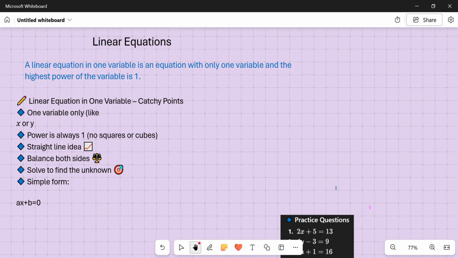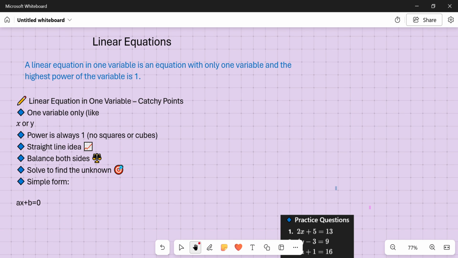So first of all, let's revise what a linear equation is. Basically, a linear equation is a one-variable equation. One variable means that in the equation there is only one type of variable. If it is x, the whole equation is based on x. If it's y, the whole equation is based on y. If it's m, the whole equation is based on m. So we use only one variable, not more than one. Second, the variable's power is always 1, not square and not cube. There are two catchy points written here.